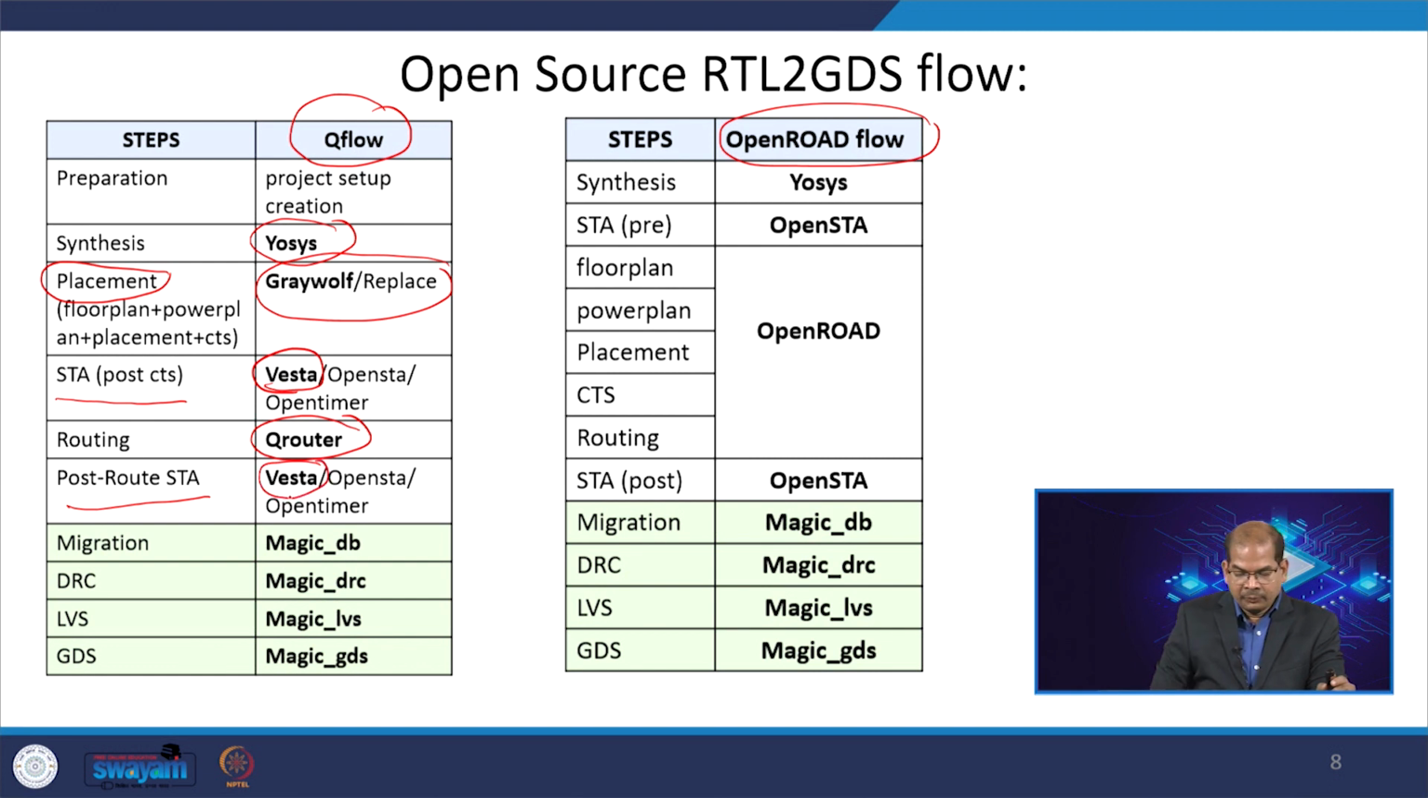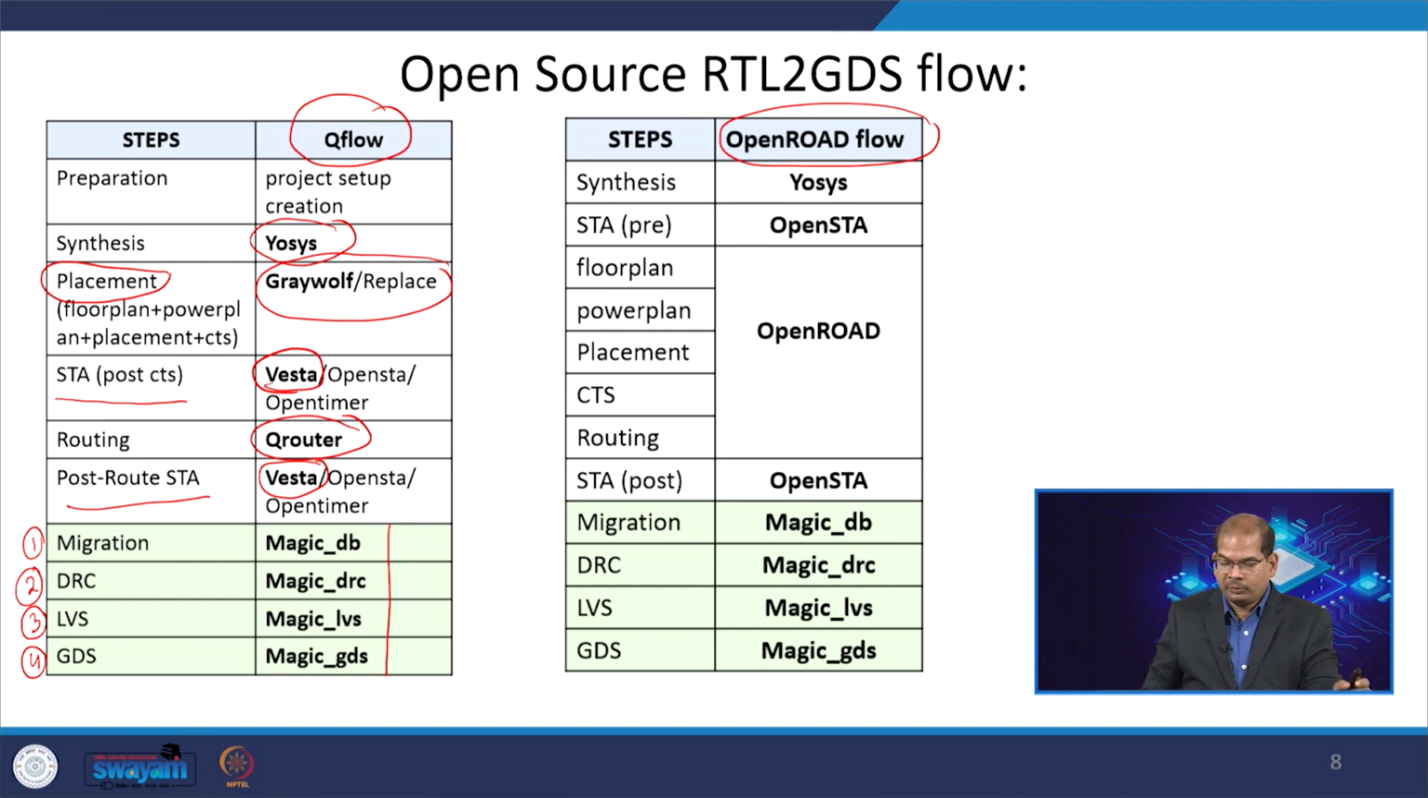Then we do the migration of the GDS file. We use the GDS file in Magic. Magic is an open source layout editor tool, which does migration, DRC check, LVS check, and opening the GDS file for viewing. All these are done in Magic. This is related to Qflow.